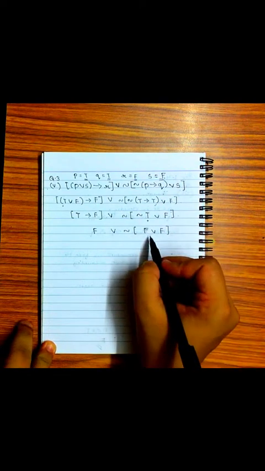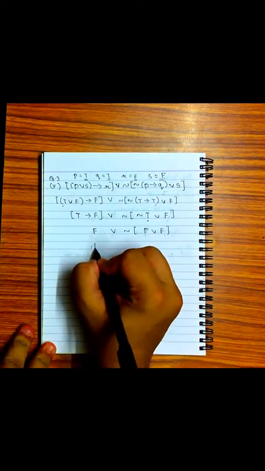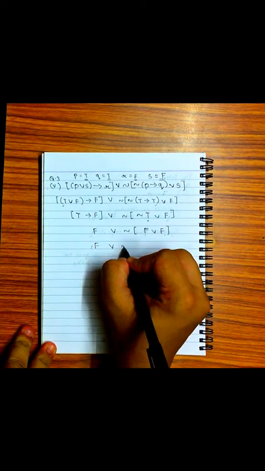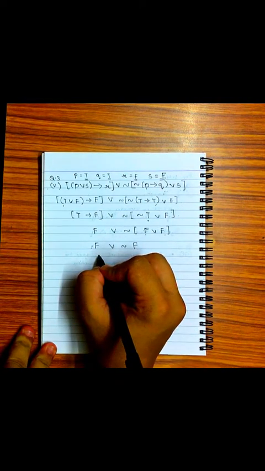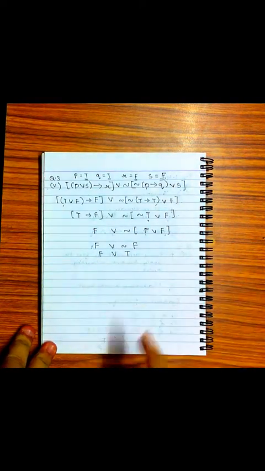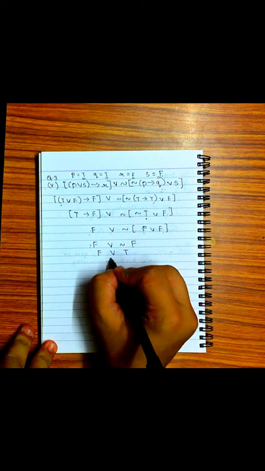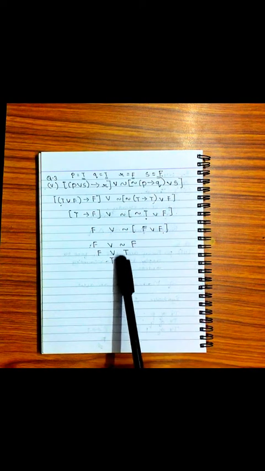Now what is F or F? F or F is again F. So F or negation of F, that is F or F, is F. What is negation of F? Negation of F is T. And what is F or T? It is T. So your answer to this big expression is only T.